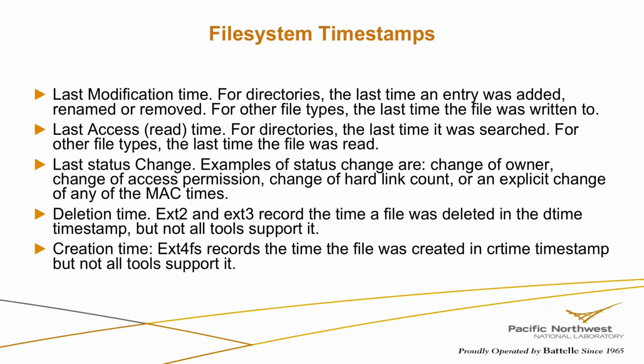When you're talking about a directory, the modification time was when something happened to the directory's entries, like it was renamed or moved or something like that. For a regular file, it's when it was last written to. Last access, or when was the last thing that was read. For directories, when it was searched. For a regular file, when it was opened up and information was read out of it. Status change, basically, we talked about that. Deletion time, I've never really found much of a use for that one, but sometimes that does pop up. Creation time, ext4 records when the file was actually created.